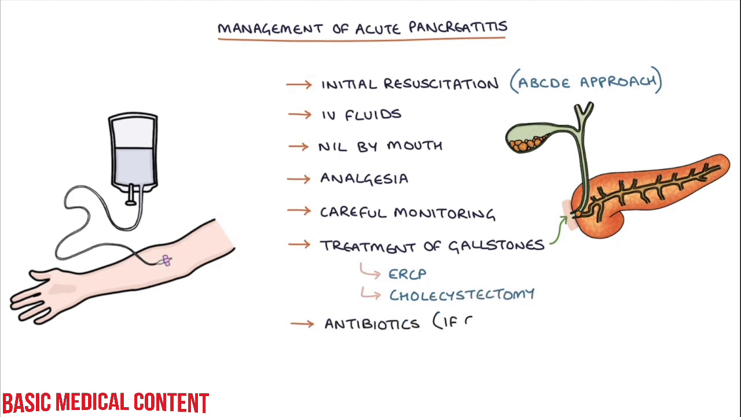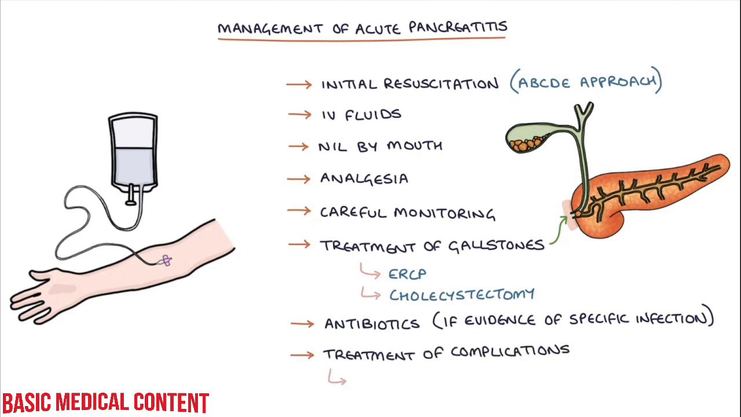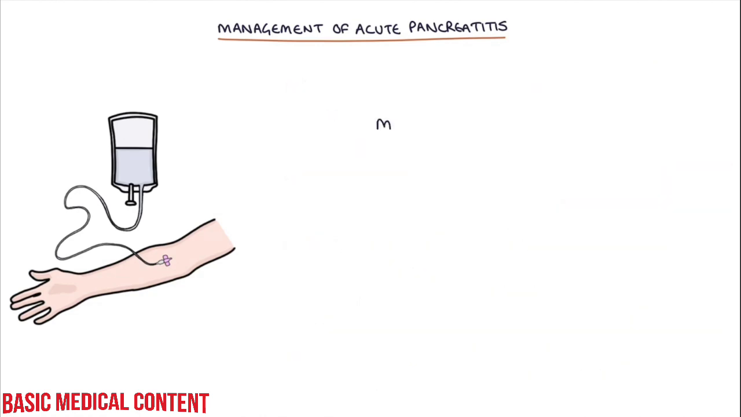Antibiotics may be used if there's evidence of a specific infection, for example an abscess or an infected necrotic area of the pancreas. And treatment of any complications, for example if there's a large collection that develops, this can be drained either by an endoscopic or a percutaneous procedure. Most patients will improve within 3 to 7 days when they present with acute pancreatitis and have proper treatment.